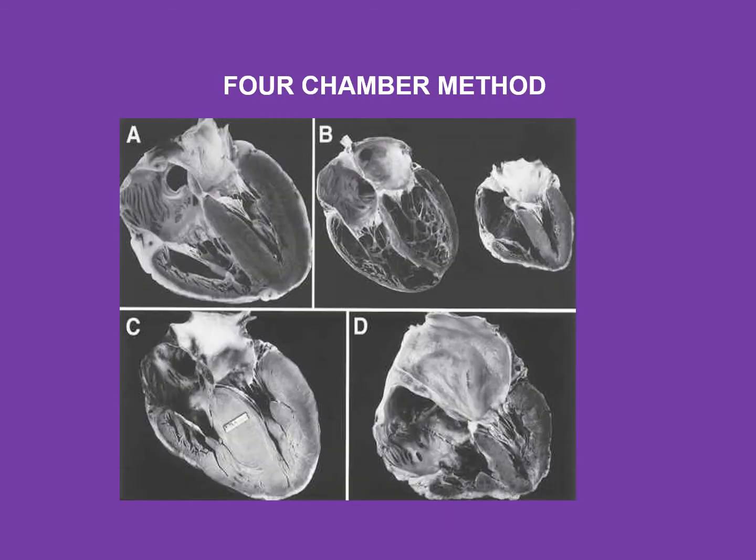The next method is the four-chamber method. So this is basically like the coronal sectioning of the heart. This would best be used to demonstrate congenital heart disease. For example, like the transposition of the great arteries. So you can see that the pulmonary artery arises from the left ventricle and the aorta from the right ventricle. So basically for congenital heart diseases and also valve diseases.